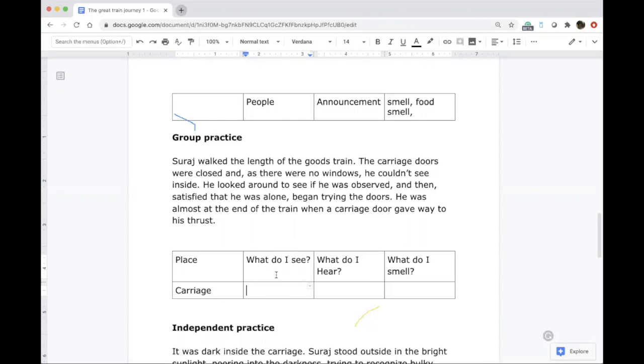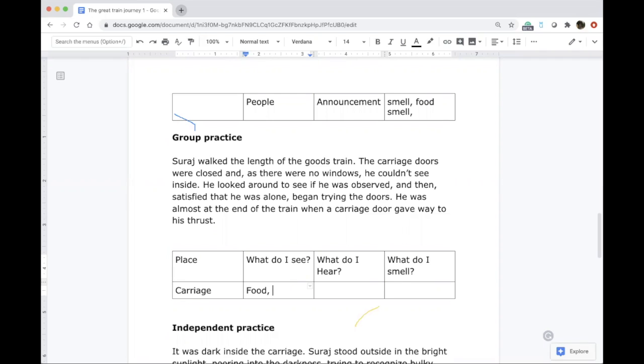The next one, we should fill this table, right? The next column is, what do I see in the carriage? Can Ria tell me, what do you see from the paragraph? What do you see in the carriage? You can also use your own imagination, not a problem. What do you see inside a carriage? You see probably food. Say again. You could see food. Okay.